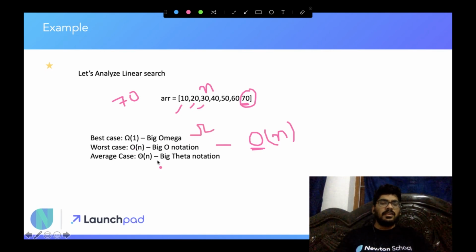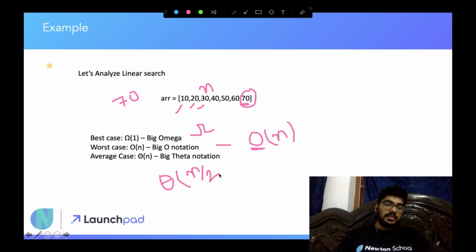And what is the average case? Average case we generally don't use in every type of problem. We generally use average case only when the best case and the worst case are equal. But anyway, you can find out the average case. The average case will be, sorry, theta n by 2.